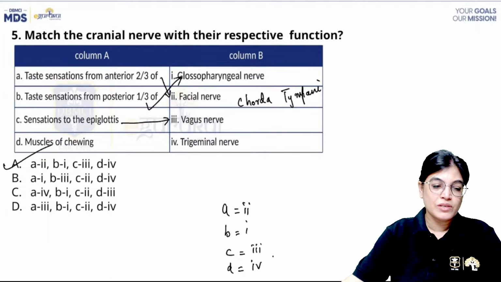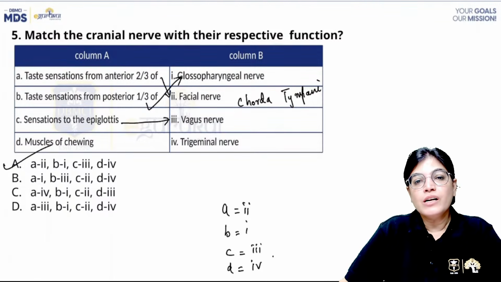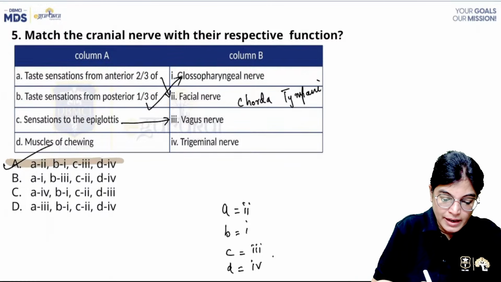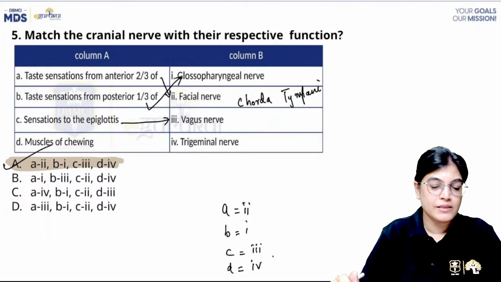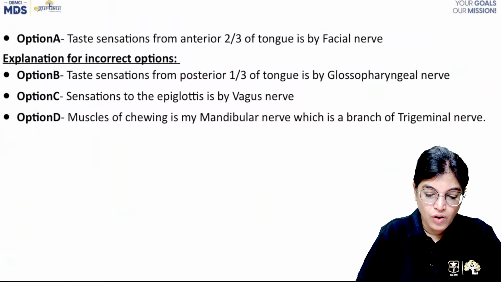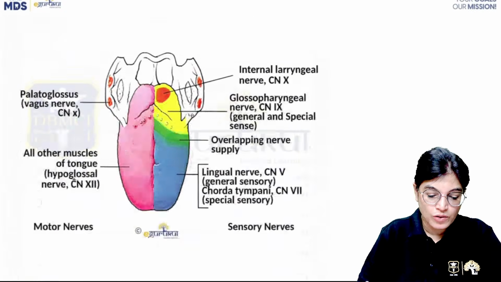Chorda tympani nerve is a branch of the facial nerve. Absolutely correct. So we have got the right answer, and the match the following answer is A. So the answer A is the correct answer. Okay, let's move on to the next. Obviously, I have already told you the correct correlation. Let's move on to the next MCQ.